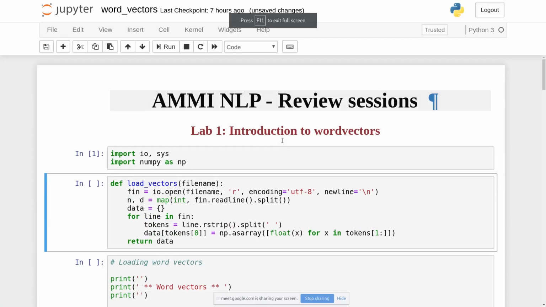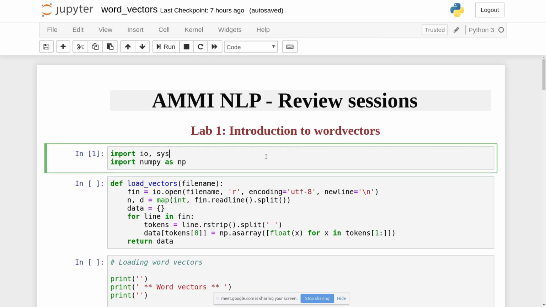So we'll start with the first lab on the review sessions, and we're going to talk about the word vectors. As you all know, word vectors are a way of representing words for NLP tasks, and they rely on the distributional hypothesis of word representation. You have well studied the word vectors, and now we're going to explore them and see how they work.